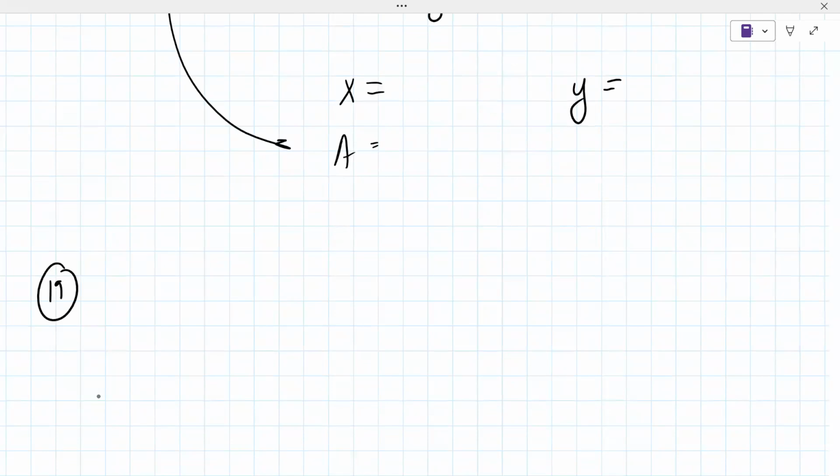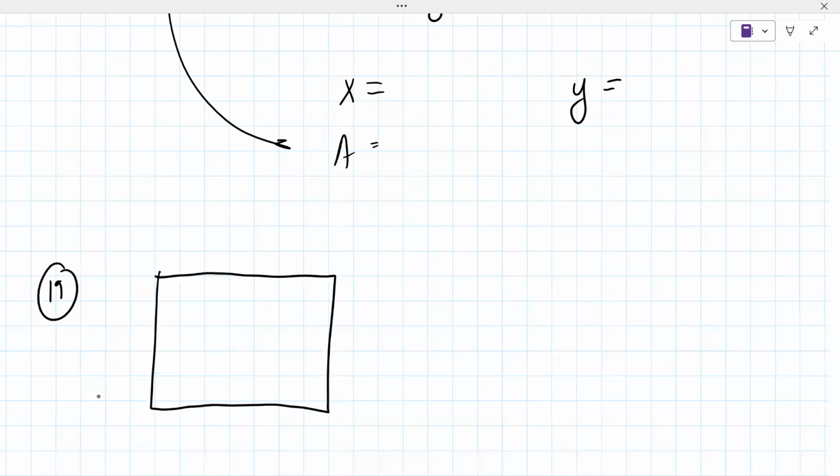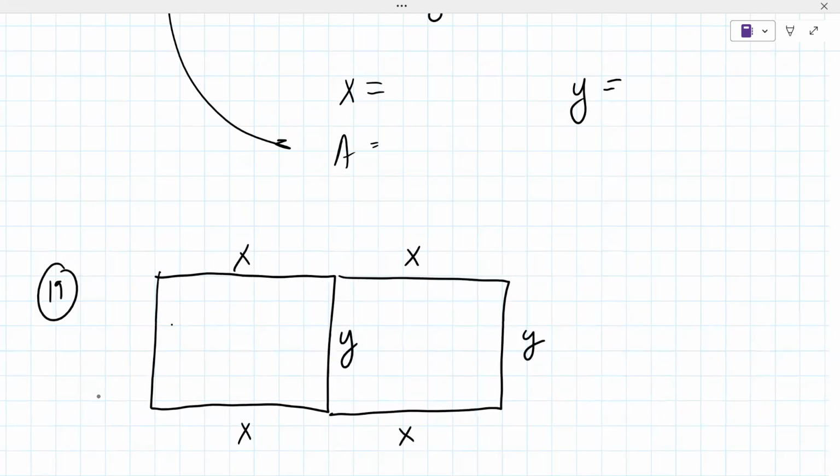A ranch has two adjacent rectangular corrals with a total area of 1750 feet. Now, unlike the picture here, I would recommend sticking with horizontals being x's and verticals being y's, which will be slightly different than what you'll see in this other paper. You'll get to the same answer, but that would be my recommendation.